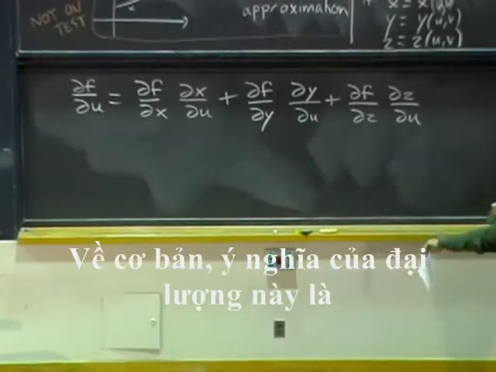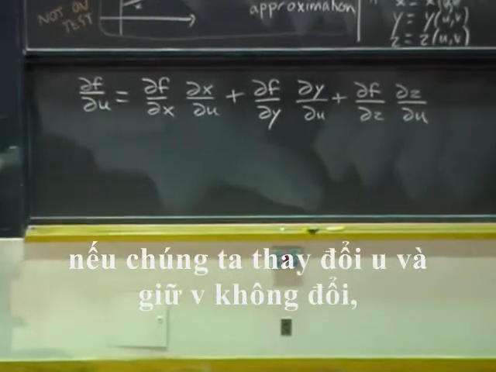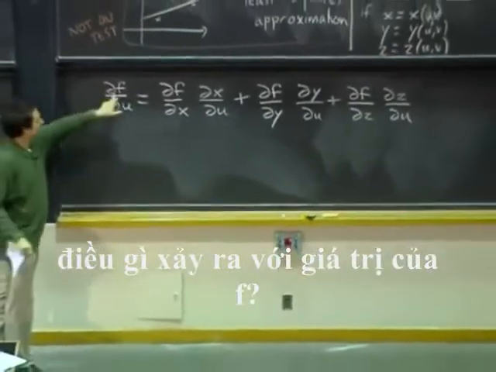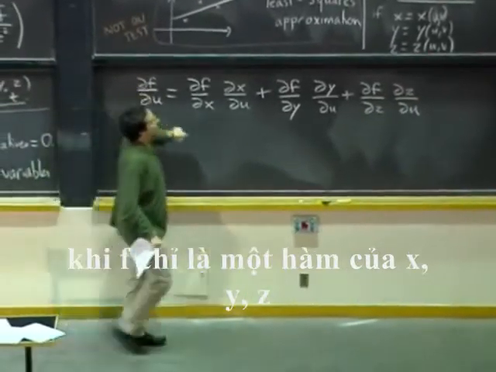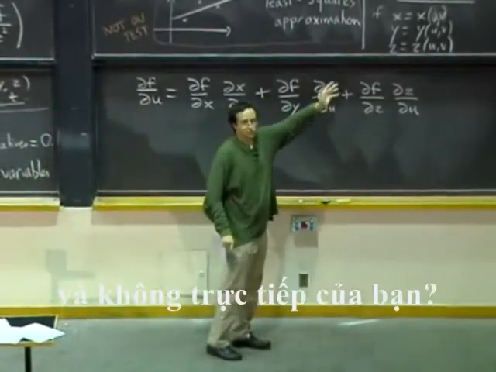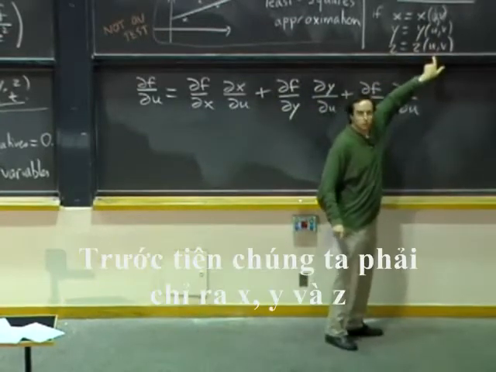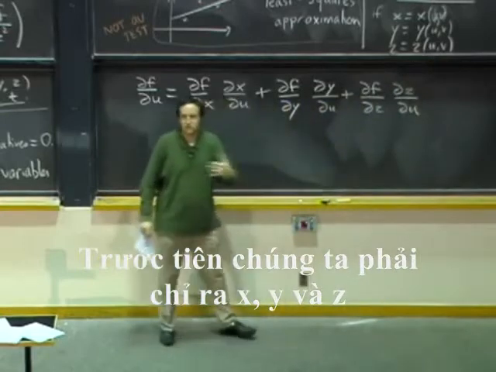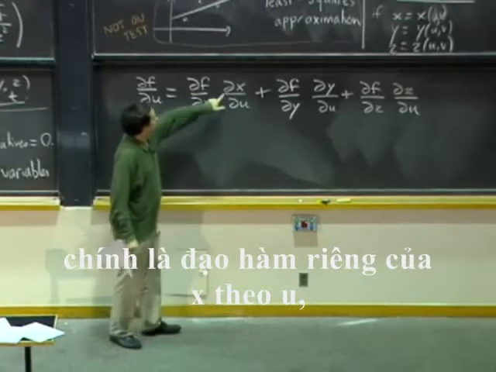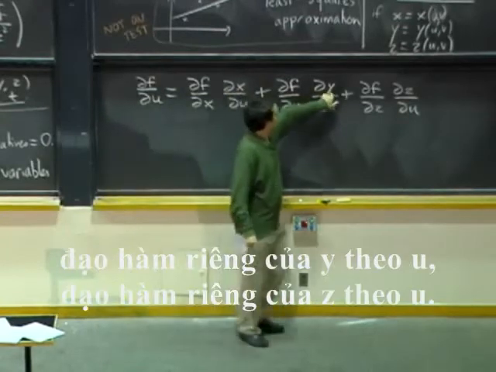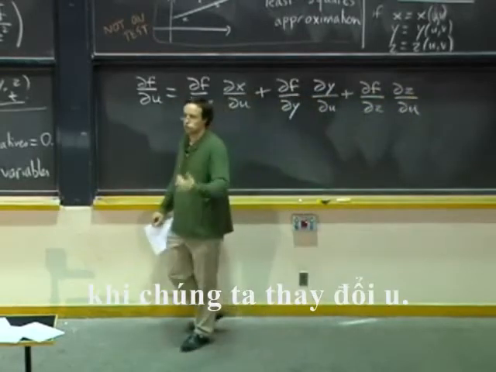So basically, what this quantity means is if we change u and keep v constant, what happens to the value of f? Well, why would the value of f change in the first place when f is just a function of x, y, z and not directly of u? Well, it changes because x, y, and z depend on u. So first we have to figure out how quickly x, y, and z change when we change u. Well, how quickly we do that is precisely partial x, partial u, partial y, partial u, partial z, partial u. These are the rates of change of x, y, z when we change u.